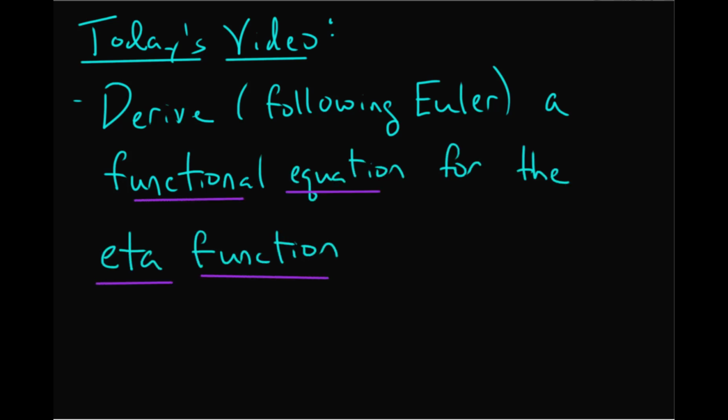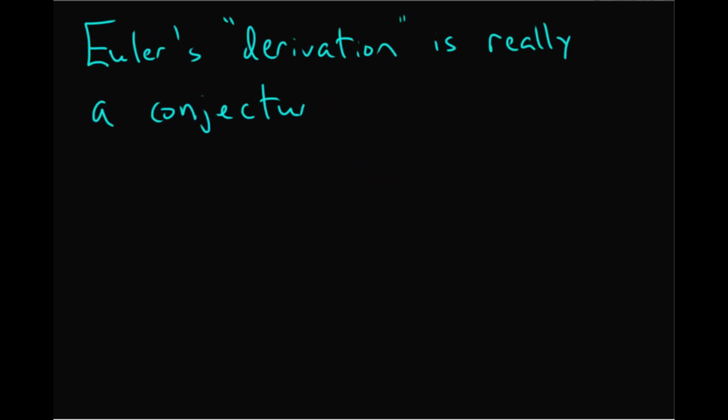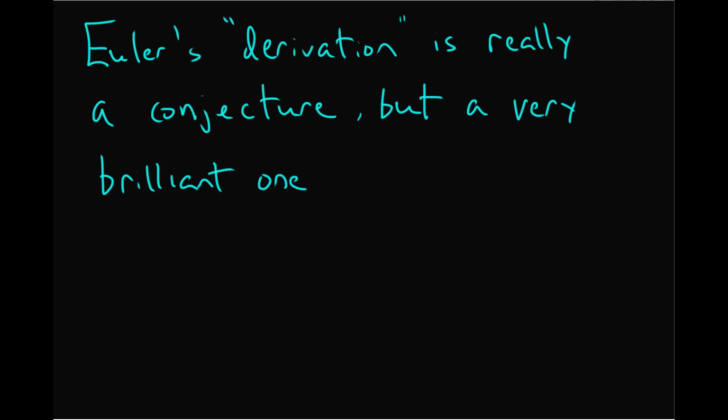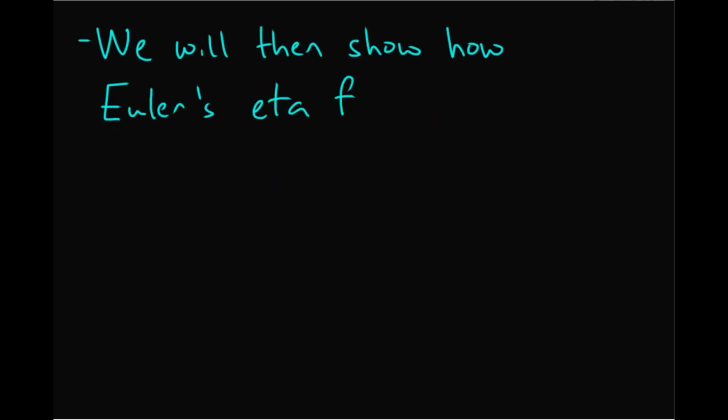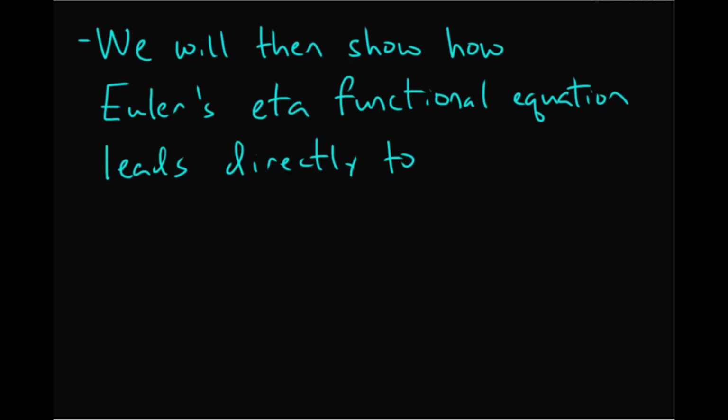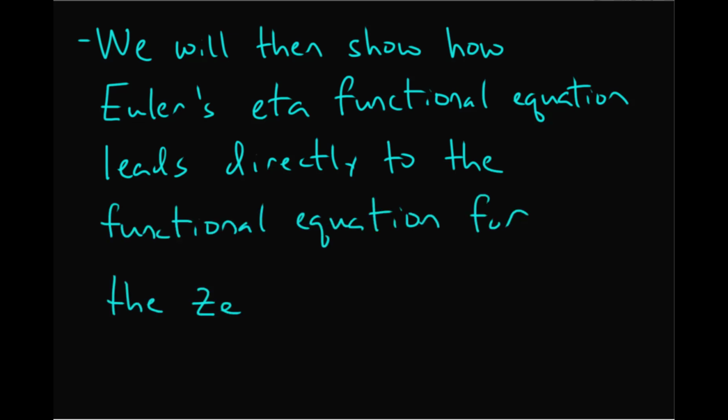the eta function. We're going to see that Euler's derivation is really a conjecture, but a very brilliant and intuitive one at that. And then we're going to see how Euler's eta function would have led him directly to a derivation of the zeta function, but that wasn't actually discovered until 100 years later by Riemann in 1859.